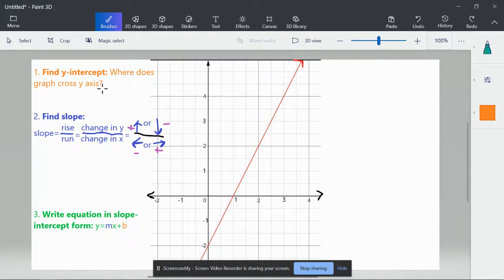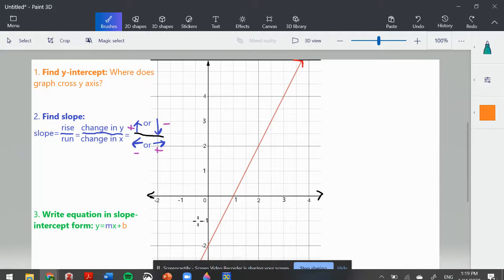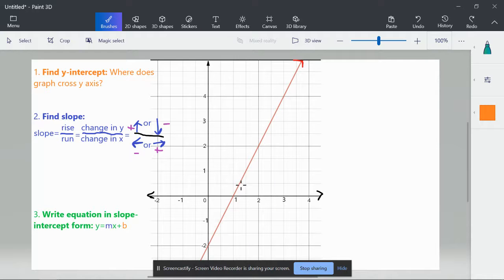The y-intercept is where our graph crosses the y-axis. Remember, our y-axis is the one that goes up and down, and the x-axis is the one that goes horizontal, or left and right. So if I look along my graph, I need to see where my red graph crosses this line. Right here is where our red line crosses our y-axis. So this is -2. Our y-intercept for this graph is -2.